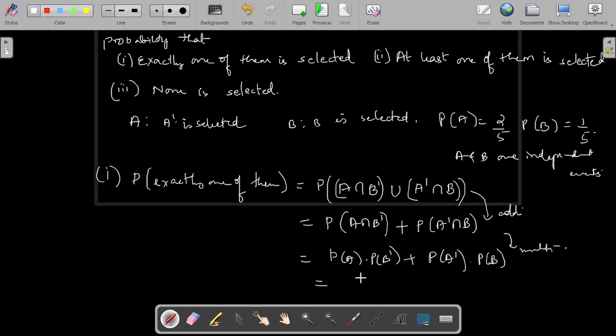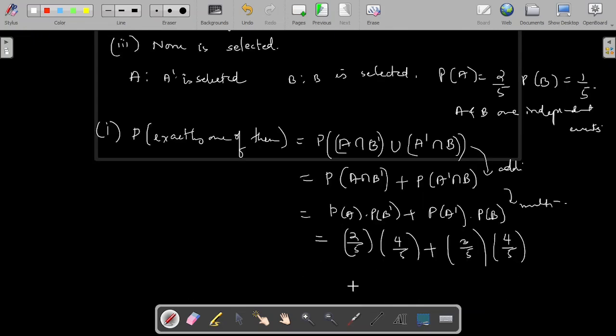Then P of A you substitute 2 by 5. What is P of B dash? 1 minus 1 by 5, which is 4 by 5, plus P of A dash is 1 minus 2 by 5 is 3 by 5 into P of B is 4 by 5. So this gives you 8 by 25 plus 12 by 25, which is equal to 20 by 25, which is 4 by 5.